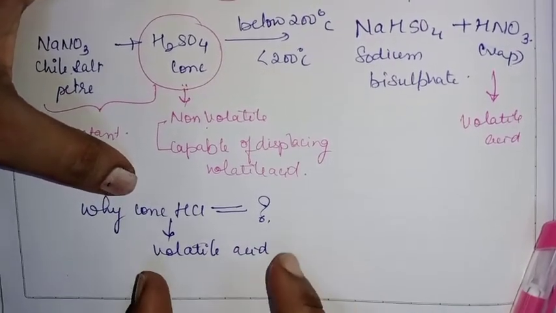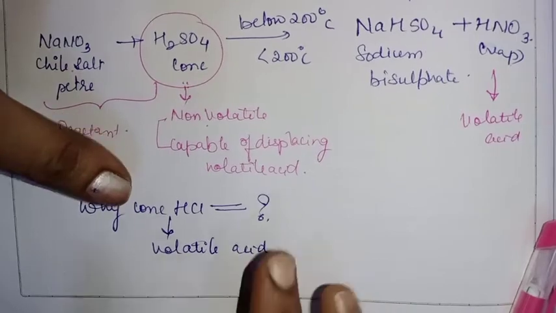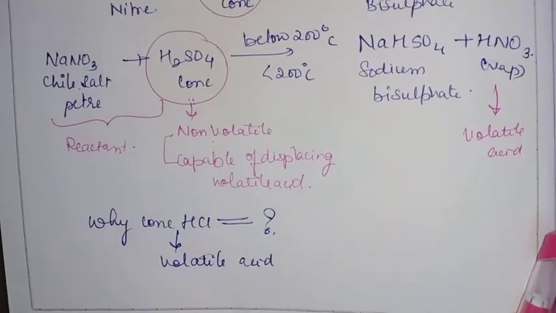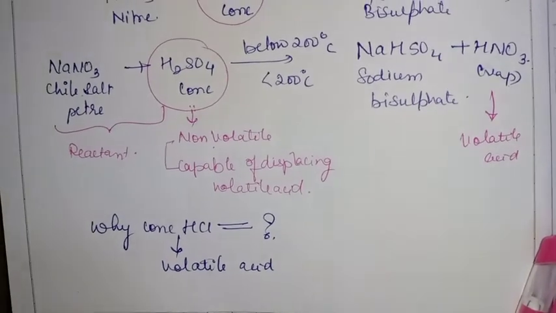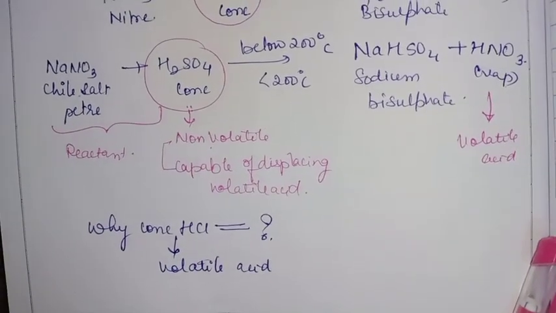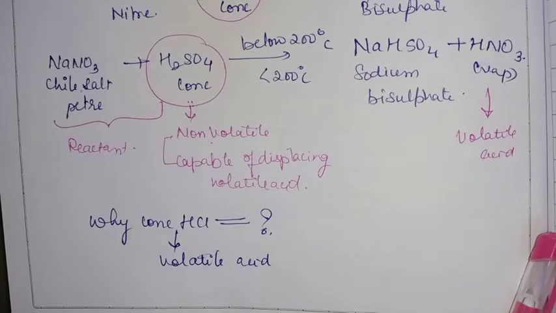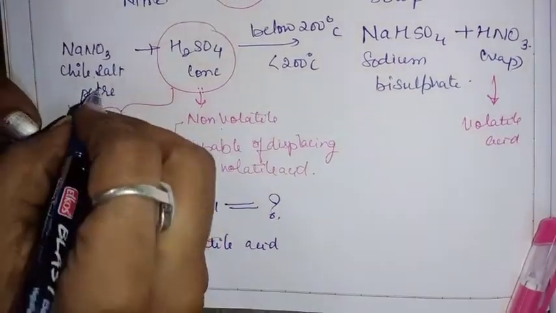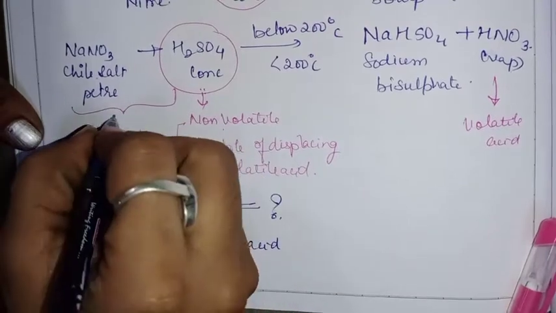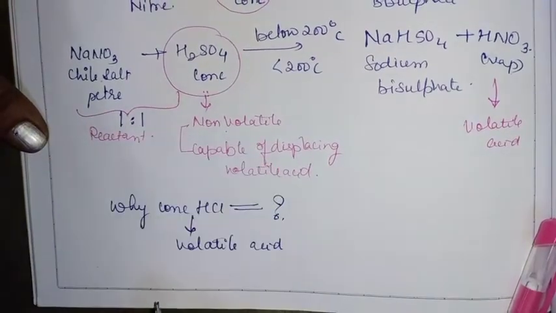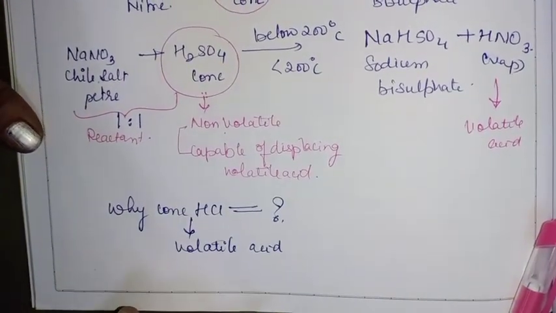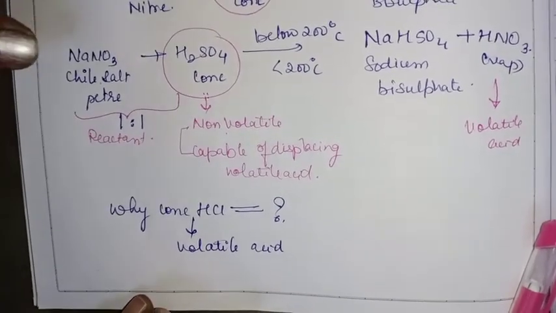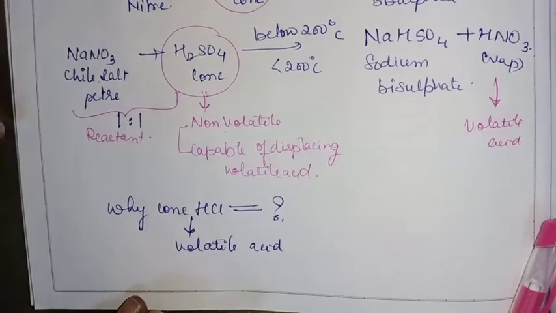So what will happen? During the preparation, it will also be formed along with the nitric acid, so you cannot distinguish which acid is coming out. Now the molar ratio of the reactants we are taking here should be 1:1. The ratio should be 1:1. This we need to remember. This is the first part, the reactant part.